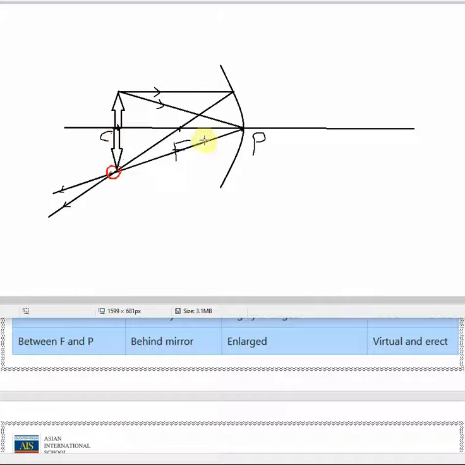Not only that, it is also placed at the same point, or the distance between the object and the mirror is equal to the image and the mirror. That makes the two heights same. That makes the image height and the object height same. I hope you have understood this. Now let's draw one more.